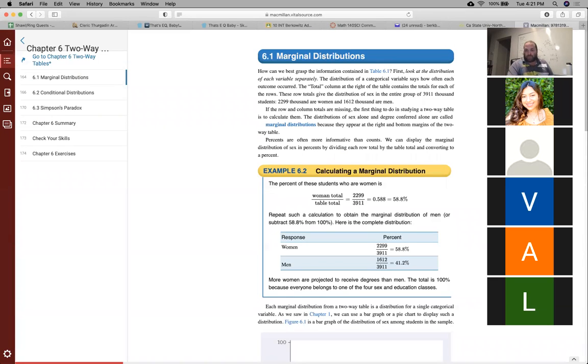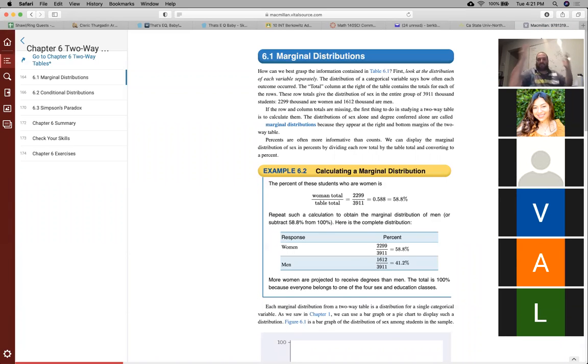Okay, because what they're asking is about everything. What percent of the entire number is women? The answer: 58.8%. What percent of the entire number are men? Well, it's going to be, of course, the remaining 41.2%. The marginal distributions deal with the numbers that are in the margins.